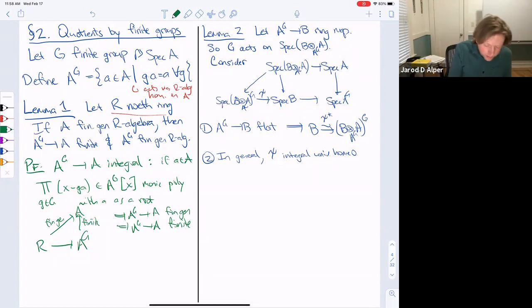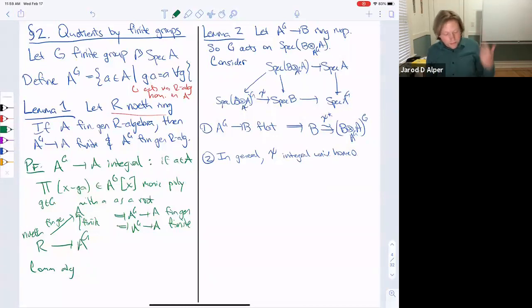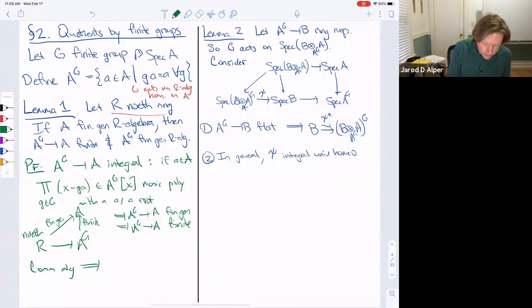And now we just use some commutative algebra. This is a theorem, that because R is Noetherian, any subalgebra of a finitely generated one, with exactly these hypotheses, such that A is finite over it, is then, plus A^G is finitely generated as an R-algebra.